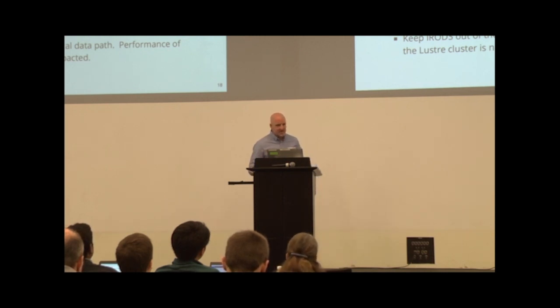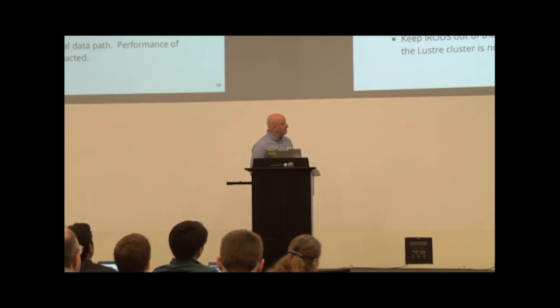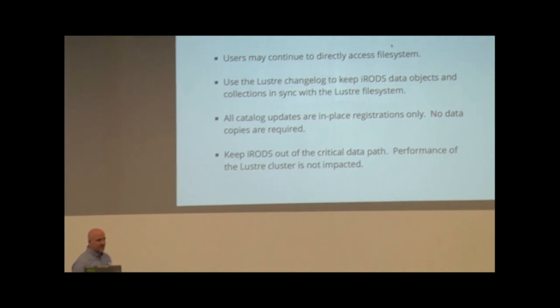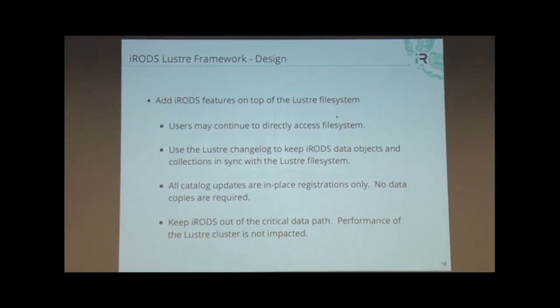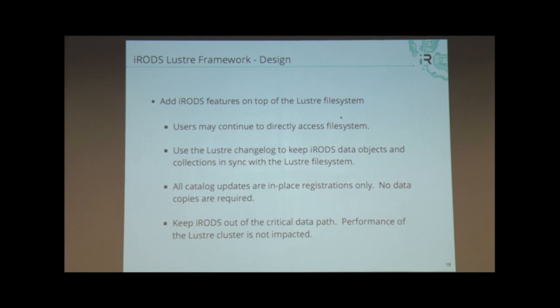So we'll detect changes. The design of it is users can directly access their file system. We use the Lustre changelog, similar to Robinhood, to keep iRODS in sync with the Lustre file system. All catalog updates are in place, registrations, which means that we don't copy data. We're not in the data path at all. So we will not impact anyone's performance. We just register the changes within the database.